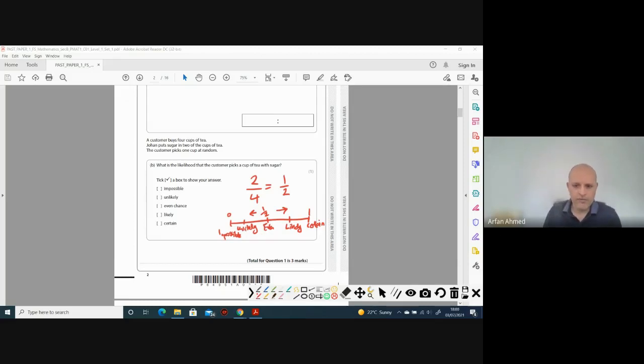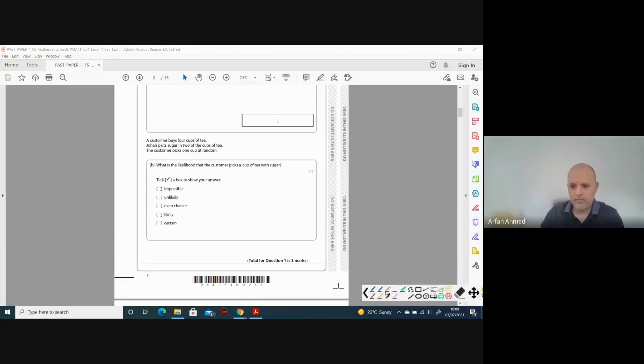So if it's half, definitely even. So you tick even chance. There you go. 1 mark for that. Don't spend ages on this. Again, just 1 mark. But you should figure out that it's a half, which is even anyway. But something like this, definitely try and work it out first. Don't just guess. Let's move on.